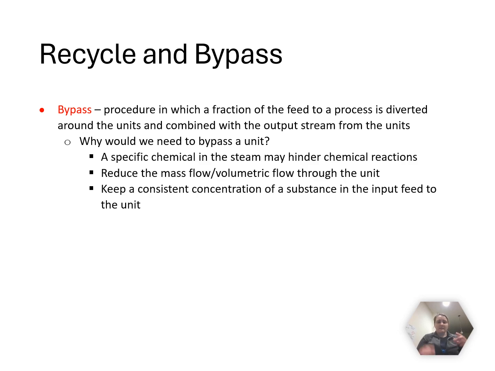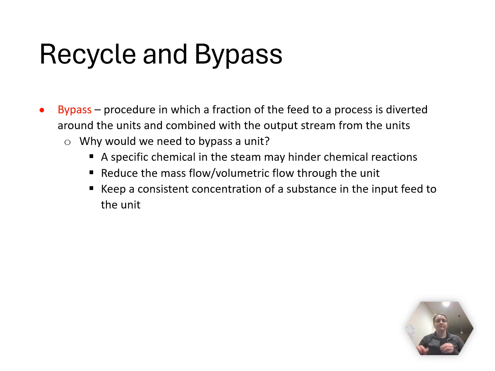Well, in some cases, a specific chemical in a stream may hinder downstream chemical reactions. So we want that chemical to go around a reactor so that it's not catalyzing or hindering any reactions in the reactor. We might want to reduce the mass flow or the volumetric flow through the unit. So maybe our water treatment, for example, can only handle a certain flow rate. And so the flow rate might be too high and not everything needs to be treated.